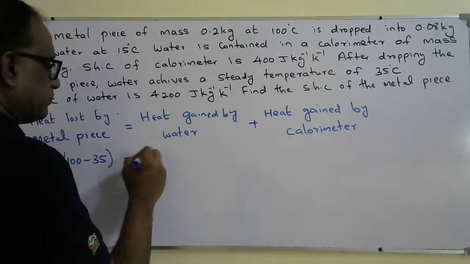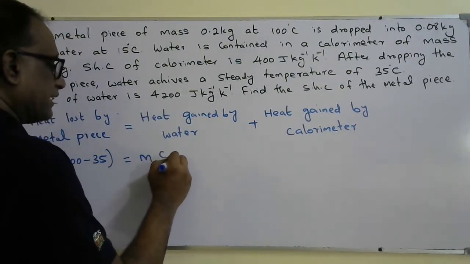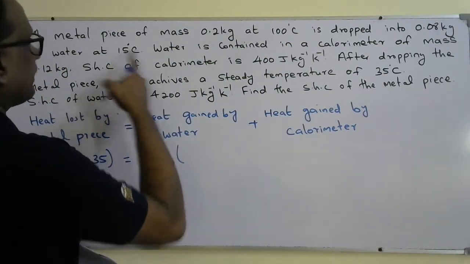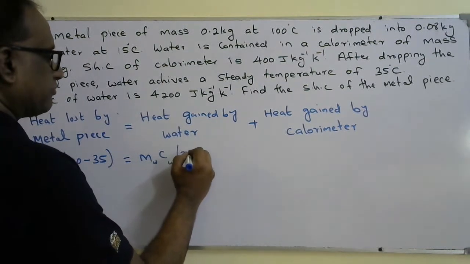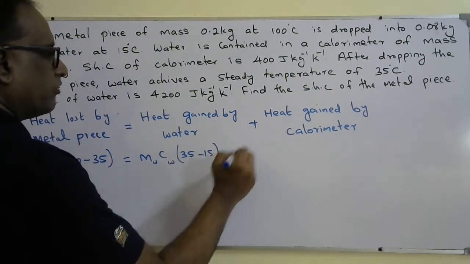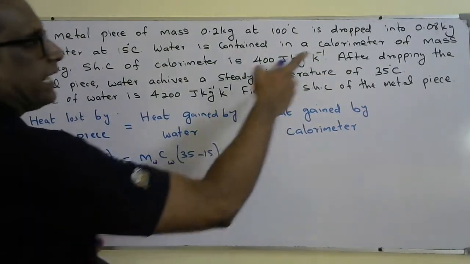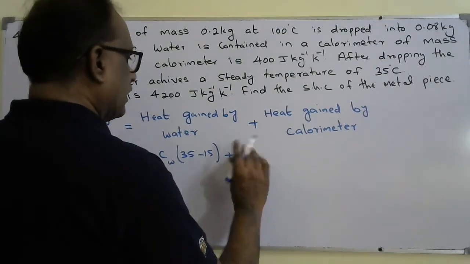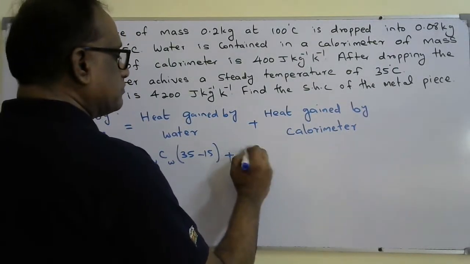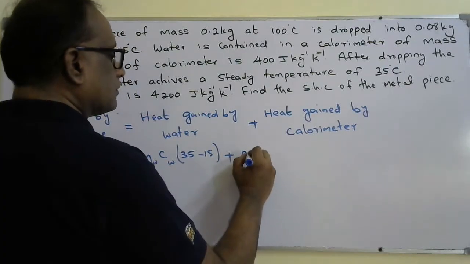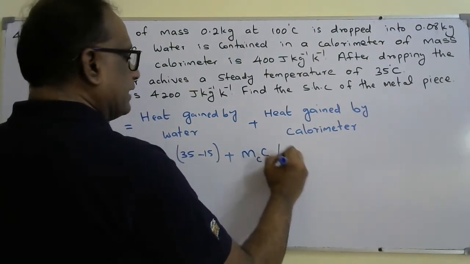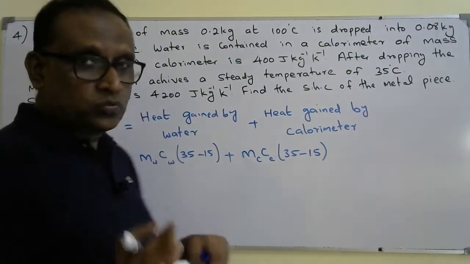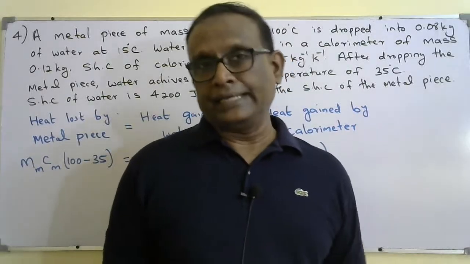Heat gained by water: mass of water, specific heat capacity of water. Water was initially at 15 degrees Celsius and finally the temperature becomes 35, so 35 minus 15. For the calorimeter, the mass of the calorimeter container is 0.12 kilogram. m c, I'll substitute later, c c, then that also 35 minus 15, because initially both water and calorimeter will be in thermal equilibrium.